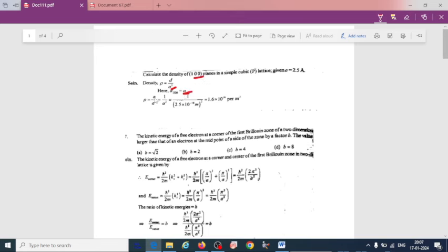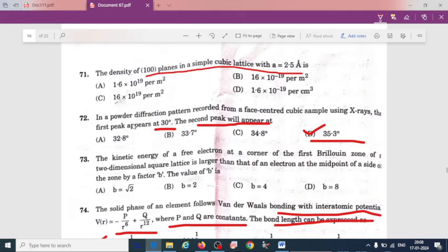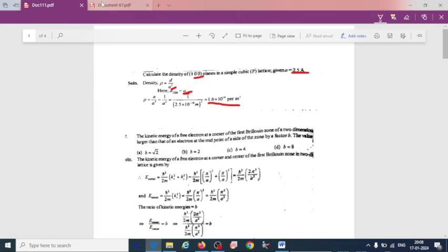Then density is d by a cube, the volume, sorry. So a cube is there, one a by a cancels, giving 1 divided by a square. With a equal to 2.5 angstrom, squaring it, the value is going to be 1.6 into 10 to the power 19 per meter square.